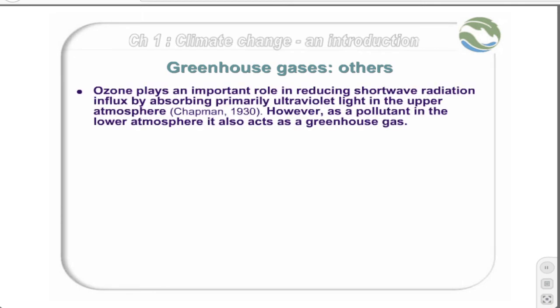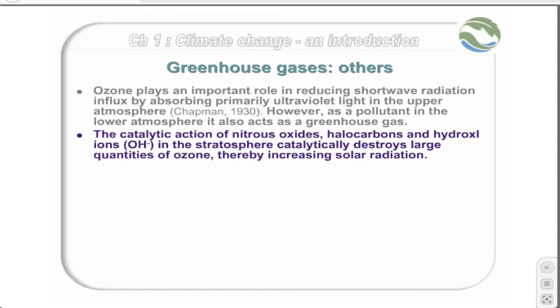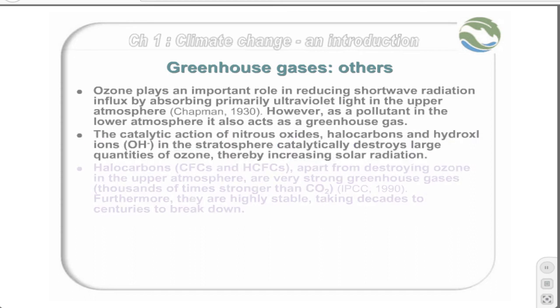Ozone plays an important role in reducing shortwave radiation influx by absorbing primarily ultraviolet light in the upper atmosphere. It uses the energy to spontaneously break up and reform the O3 molecules. However, in the lower atmosphere, ozone acts as a pollutant and is a greenhouse gas. The catalytic action of nitrous oxides, halocarbons, and hydroxyl ions in the stratosphere destroys large quantities of ozone, thereby increasing the influx of solar radiation.